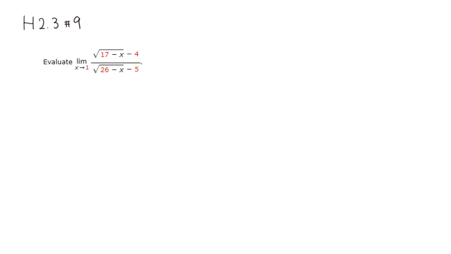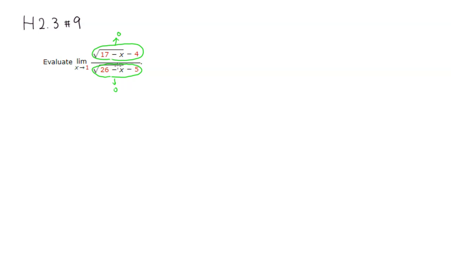So x equals 1, and the numerator is going to be square root of 17 minus 1, so square root of 16, which is 4, minus 4. So the numerator approaches 0. And on the denominator, square root of 26 minus 1, so square root of 25 is 5, minus 5. The bottom one goes to 0 too. Just like all the interesting limits, you get 0 over 0.